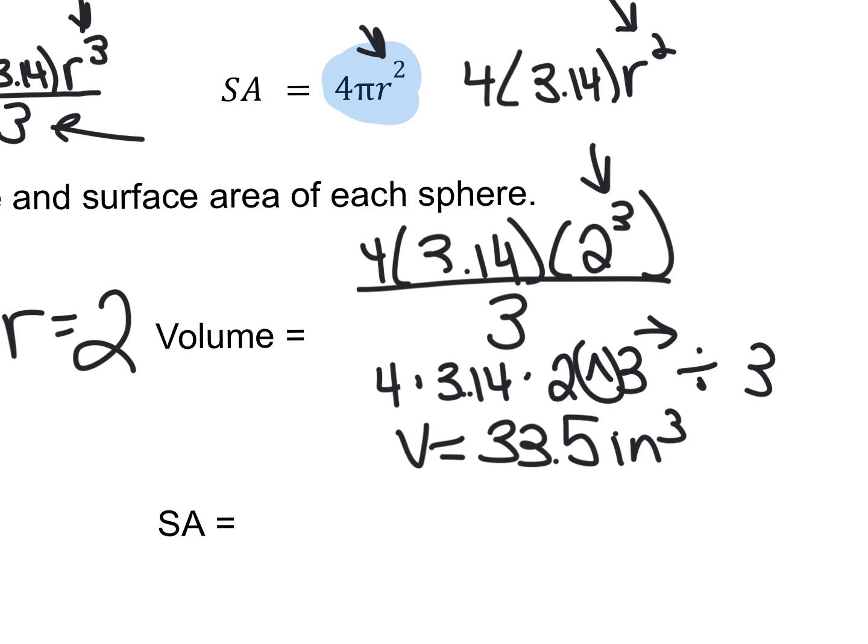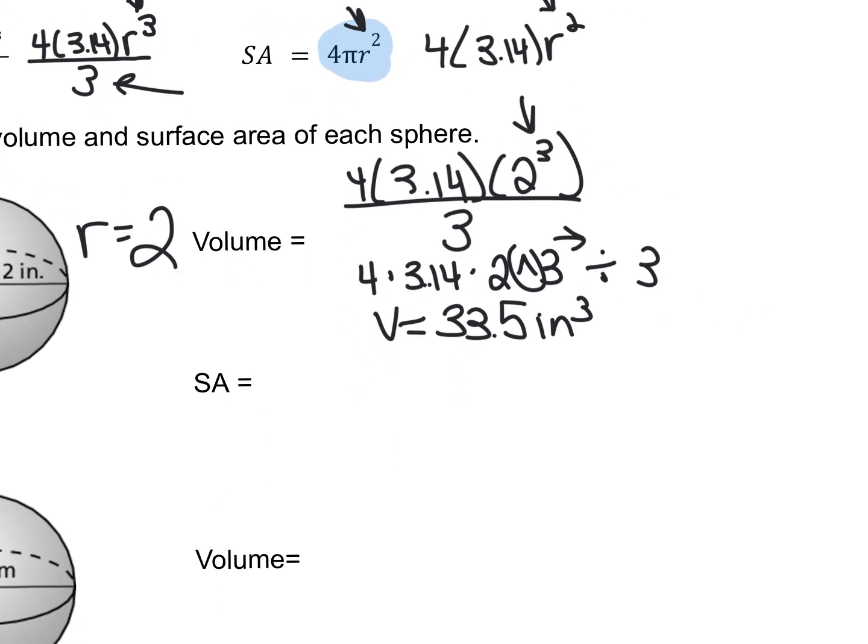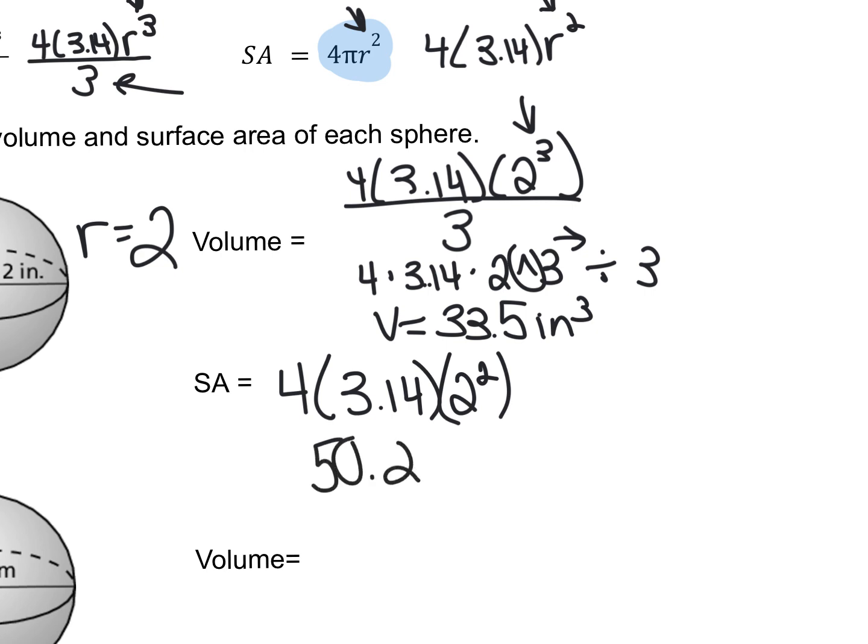So you're going to have 4 times 3.14 times 2 cubed, arrow out of the cube, and then divide by 3. Surface area, again, we're just going to have our formula here. 4, that's part of the formula, times pi, which is 3.14, times our radius, which is 2 squared. And when we put that into our calculator, we get 50.24 inches squared. If it asked us to round to the nearest tenth, we would have 50.2.